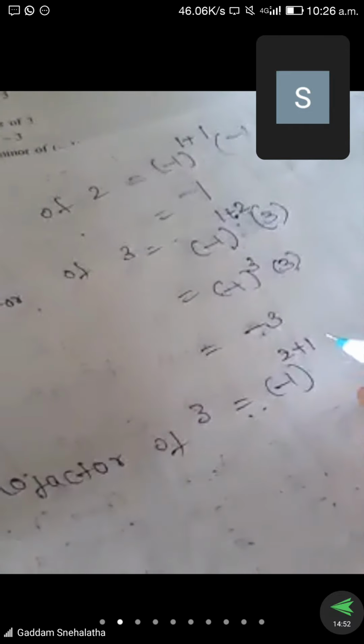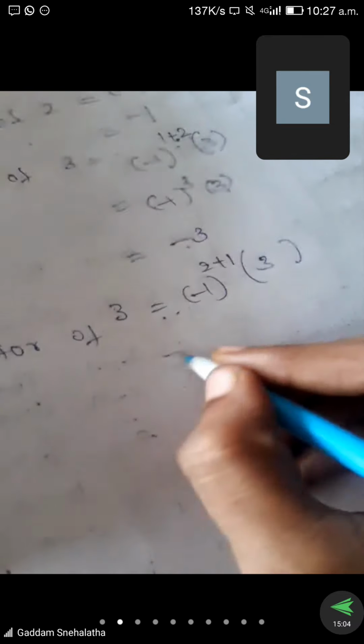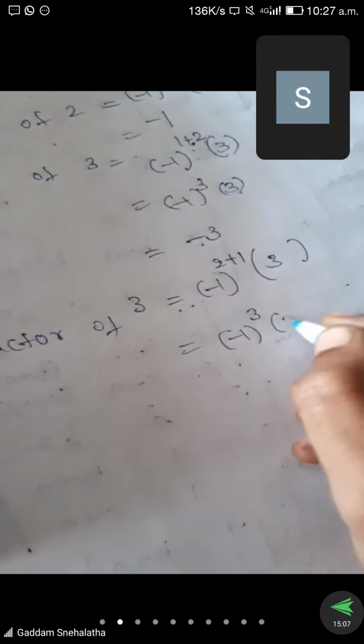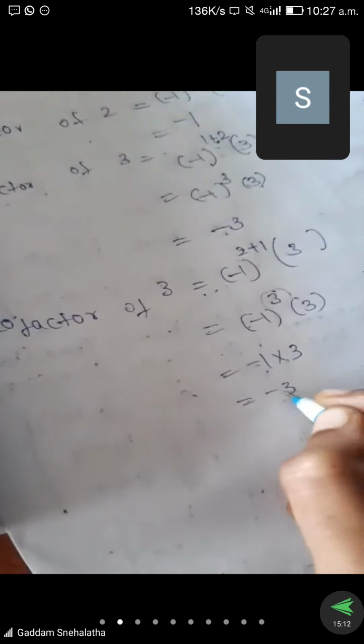So next, cofactor of the other element, which is also 3. So that 3 is in which row? It is in second row, first column. So that's why 2 plus 1 into. So if I leave this second row, first column, what is the remaining element? 3. So what do we get here? Minus 1 whole to the power of 3 into 3. It is an odd number. So we get minus 1 into 3 is minus 3. Directly you can write minus also instead of minus 1.